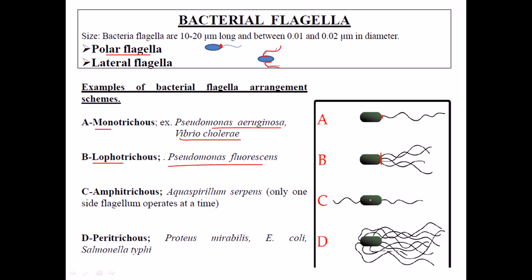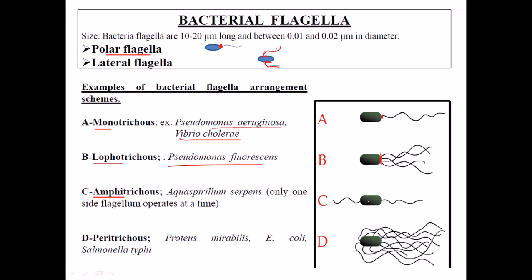Now in the third case, we have flagella coming out from both of the poles of the bacterial cell. Instead of the previous two pictures, where flagella come out from only one pole, in this case the flagella come out from both of the poles. We call them amphitrichous. Amphi means both sides, and trichous means it's coming out from the poles. So amphitrichous means flagella come out from both of the ends.